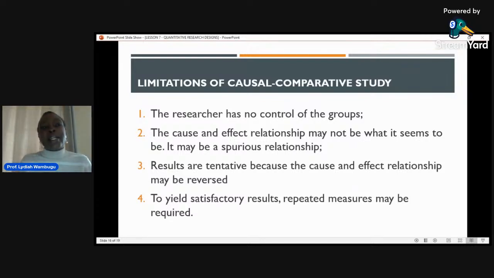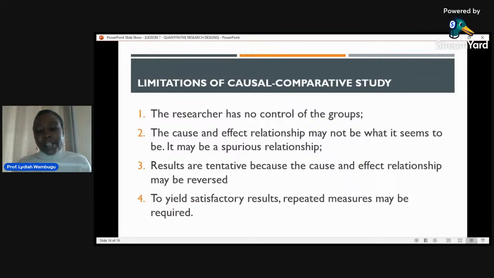It's not like demand and supply. So even if you imagine there is a relationship, it may be very coincidental. It just happened that at this particular time, there was an increase in higher education fees, and so the living conditions are very high. Results are tentative because the cause and effect relationship may be reversed. And this is because of number 2. If you realize that the relationship was spurious, then chances are you would need to do the study again. It can be reversed because there was no real relationship between the two.